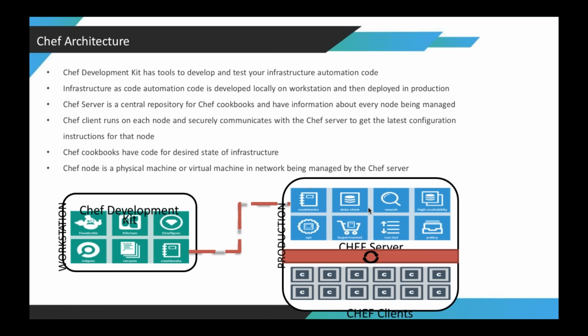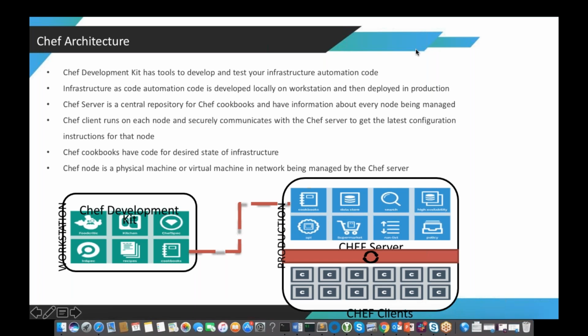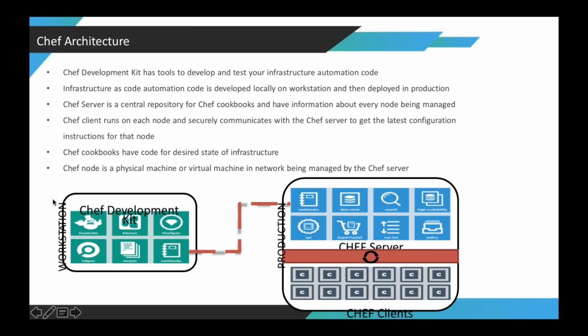So here is the overall architecture for Chef, and let's go through this architecture in more detail. Very first thing, we have a workstation. Now what is a workstation? Whenever you are going to work in Chef, you need one place where you are going to create all your configuration, a place where you can create cookbooks and recipes.